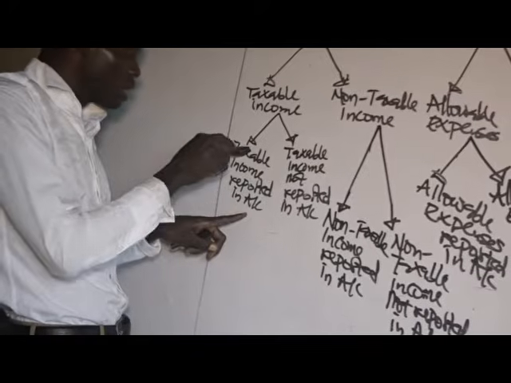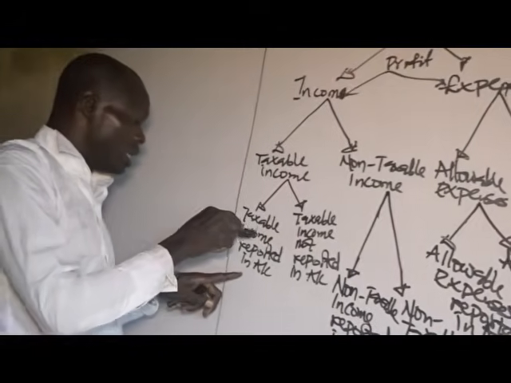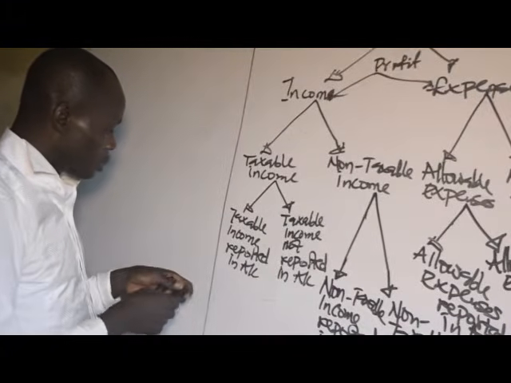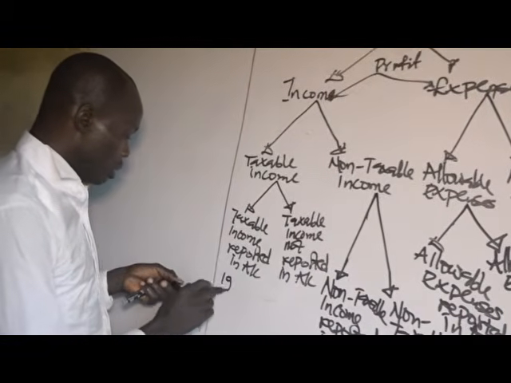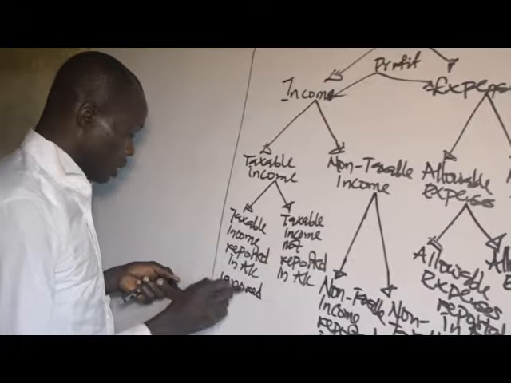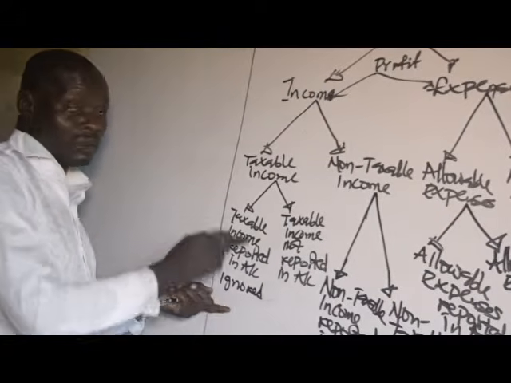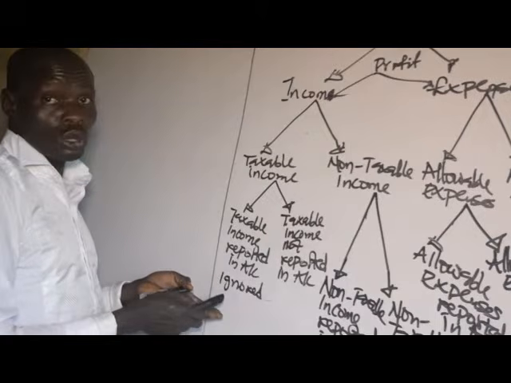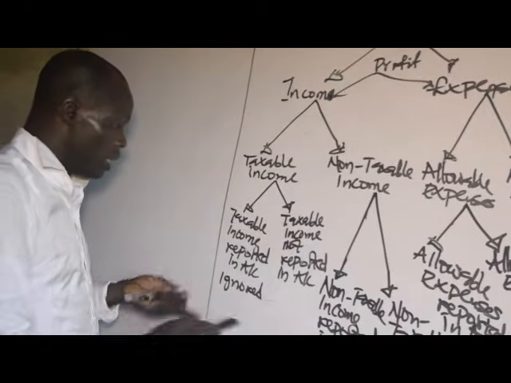And since they have been included in the net profit figure and they have been reported, you ignore this. This should be ignored. They already form part of the net profit, and if you add it to the net profit again, that will amount to double counting. So that should be ignored.